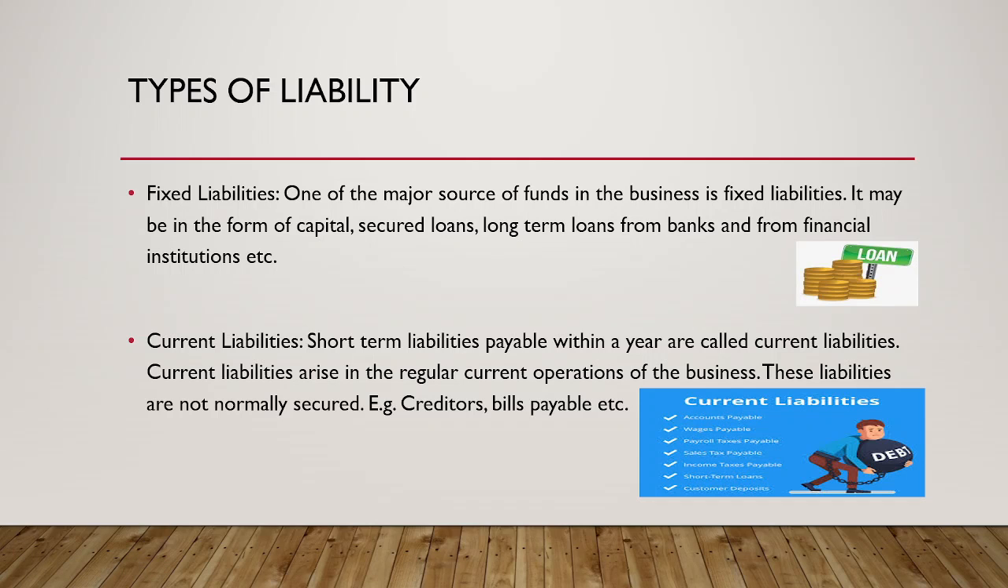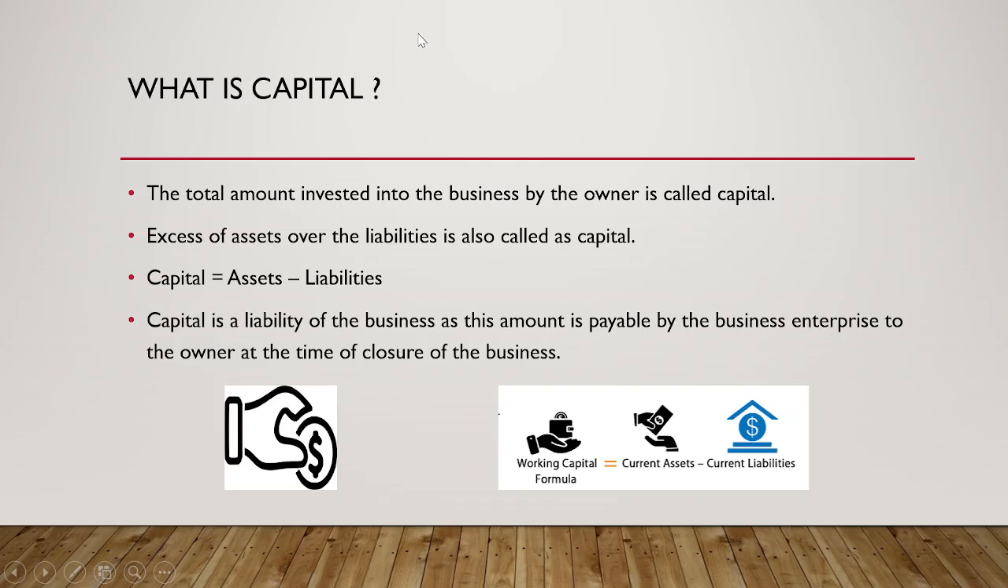Okay, so the types of liabilities are fixed liabilities and current liabilities. Let's move on to the next slide. Now, what is capital? Friends, what do you understand by capital? Can anyone tell me? The amount invested into business by the owner is called capital. Very simple, isn't it? If you want to start a business today, you have to invest some amount, and that amount is nothing but the capital.